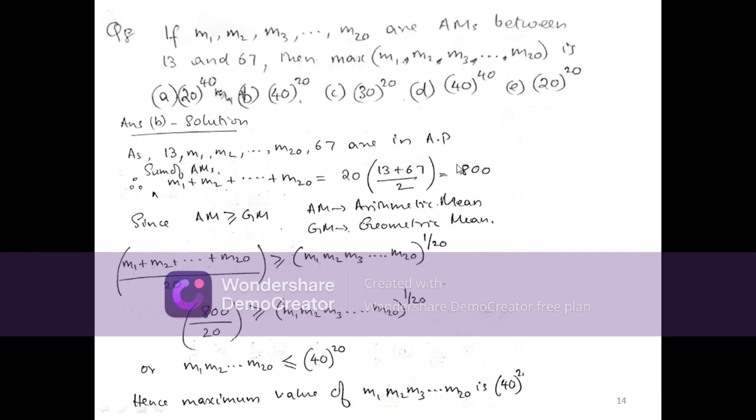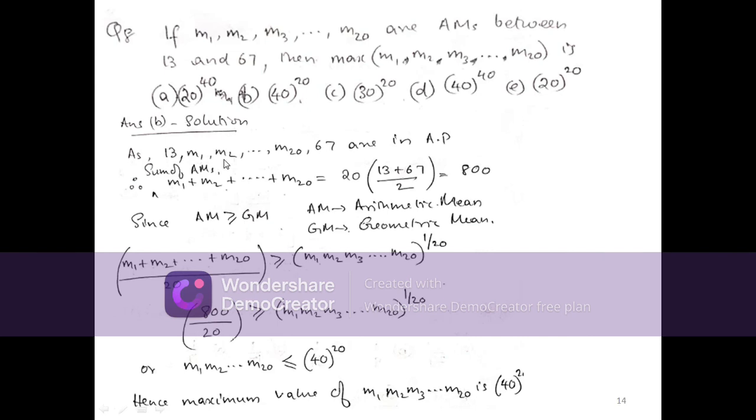if m1, m2, m3 up to m20 are the arithmetic means between 31 and 67, then the maximum value of the product of the arithmetic means m1, m2, m3 up to m20 is: option A 20 raised to 40, option B 40 raised to 20, option C 30 raised to 20, option D 40 raised to 40, option E 20 raised to 20. The answer is B, that is 40 raised to 20.